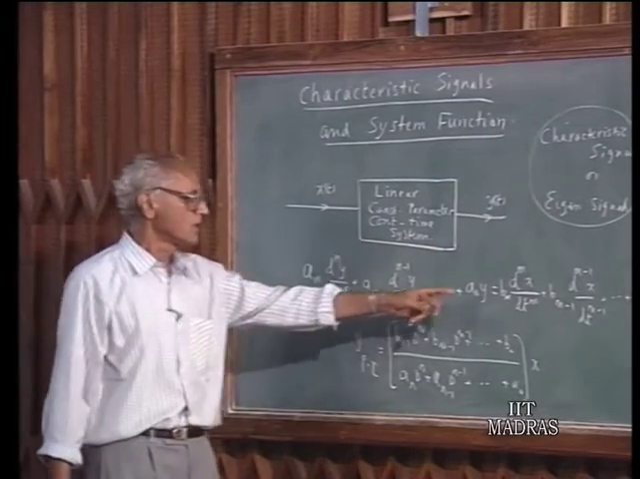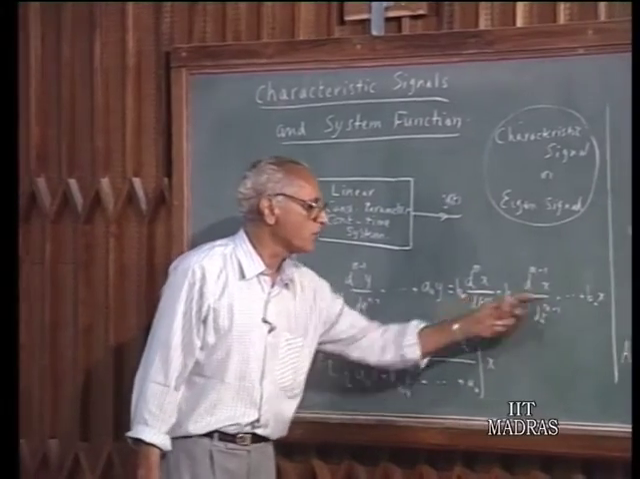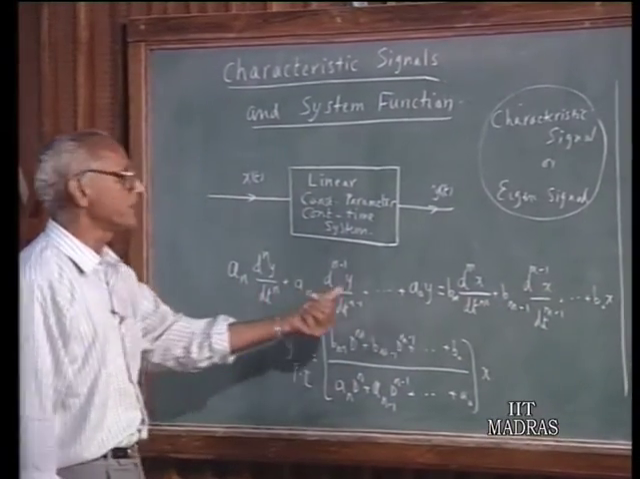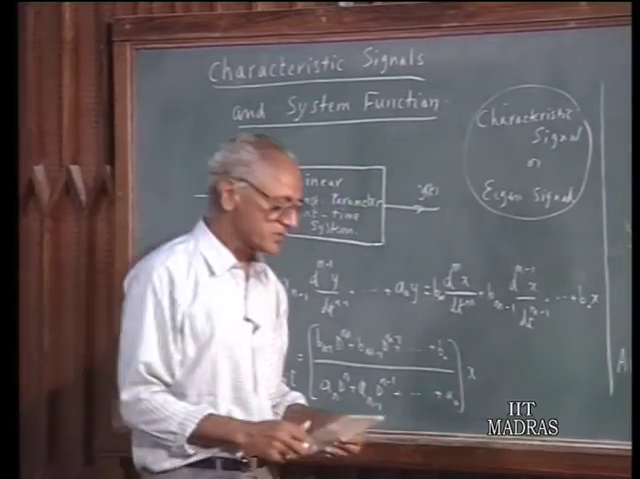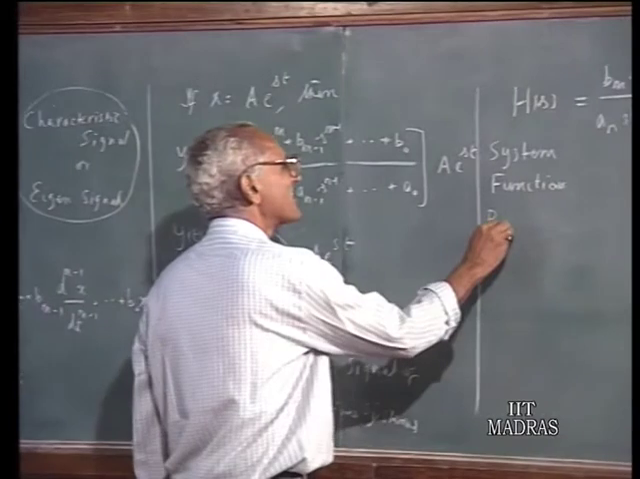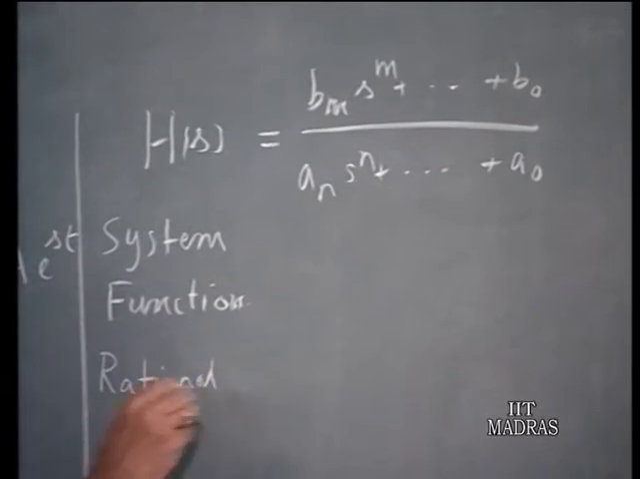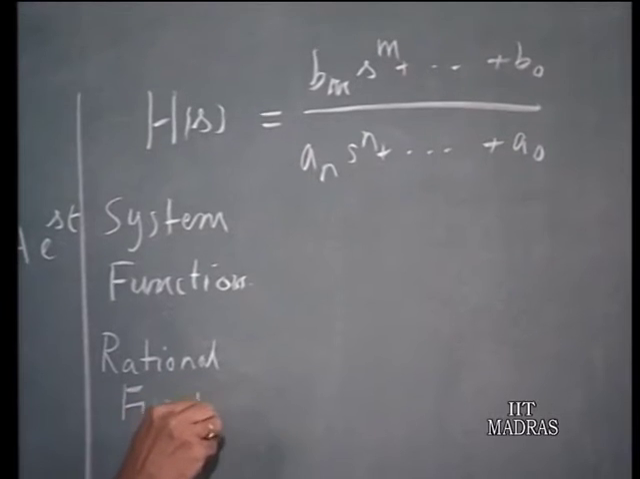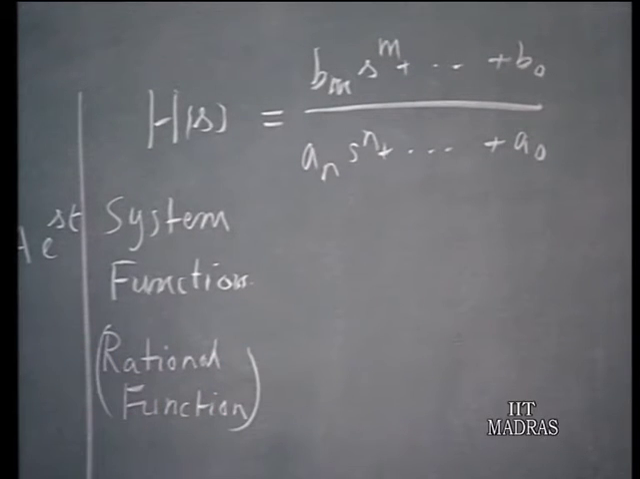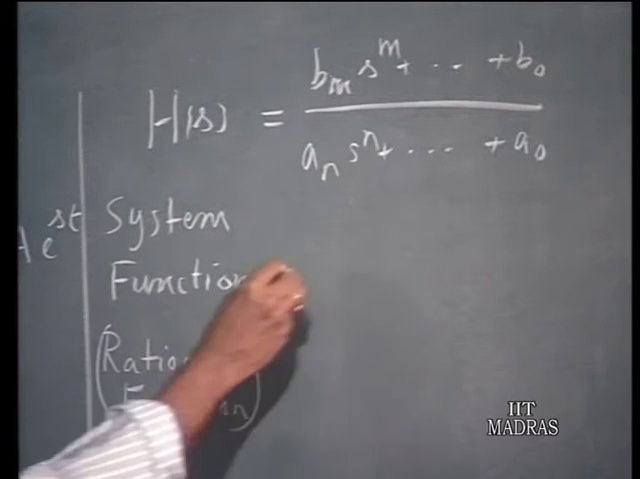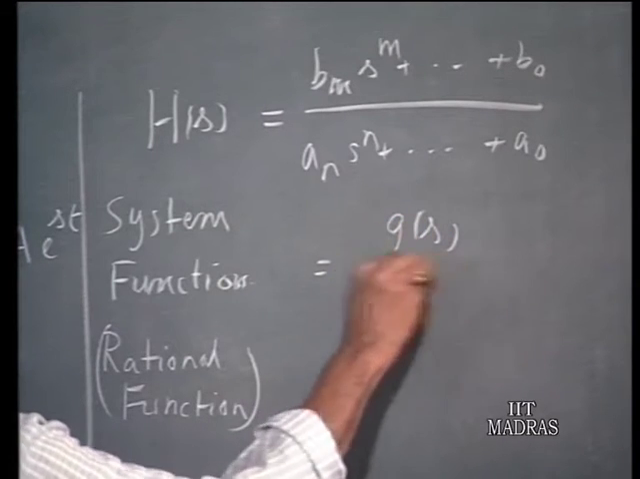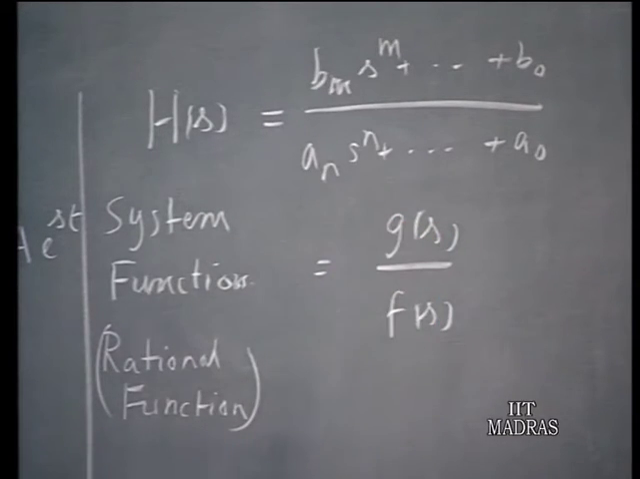After all, you have got b_m s to the power of m, b_(m-1), the same coefficients appear in the two polynomials constituting the rational function H of s. So, this system function is a rational function for lumped parameter systems, which we are dealing with. Rational function means it is a ratio of two polynomials, and for linear lumped parameter systems, the system function turns out to be a ratio of two polynomials. If I call this g of s over f of s, g and f are two polynomials, and these two polynomials are easily set up. If you look at the differential equations, the coefficients in the differential equation constitute the constants in these two polynomials.